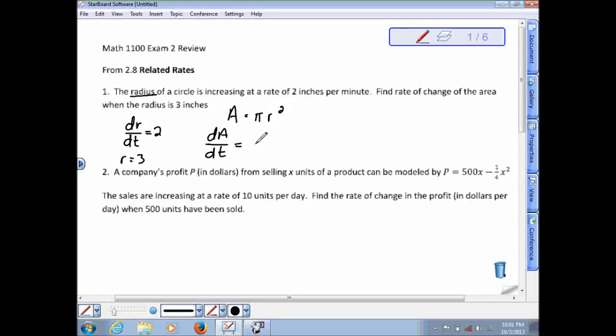So now we take the derivative of the right side, 2 pi r dr/dt. And we know the value of dr/dt is equal to 2. The radius is equal to 3 right here. So the derivative of the area with respect to time is equal to 2 times pi times the radius 3 times the rate at which it's increasing, 2. This equals 12 pi inches squared per minute.